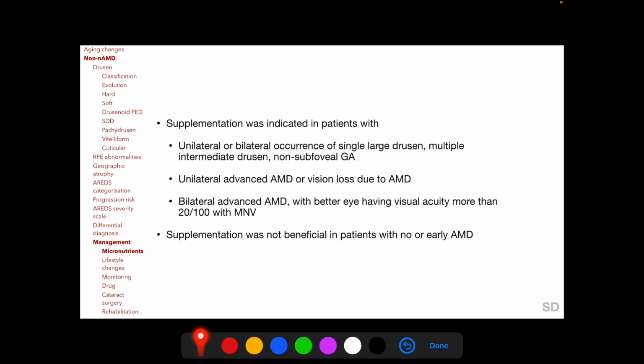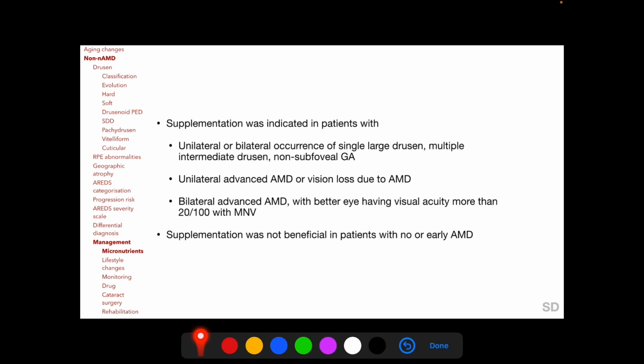Micronutrient supplementation was indicated in patients with unilateral or bilateral occurrence of either single large drusen or multiple intermediate drusen, or non-subfoveal geographic atrophy, unilateral advanced AMD, or bilateral advanced AMD with the better eye having a visual acuity of more than 20/100 with macular neovascularization.